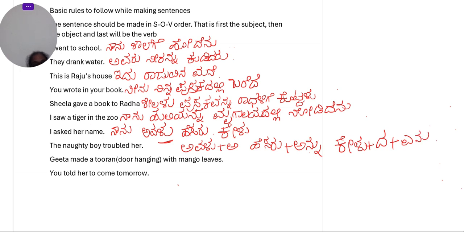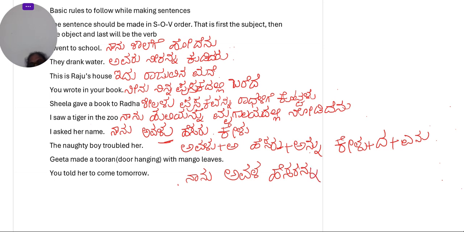Now when we add everything together, we get the sentence. Avalu plus A will just become Avala. Okay? Avalu plus A, only the thing is the U gets lost here, so it will become Avala. So Nanu Avala, Hesaru plus Annu. So here U, again U is removed and it will just become Hesarannu.